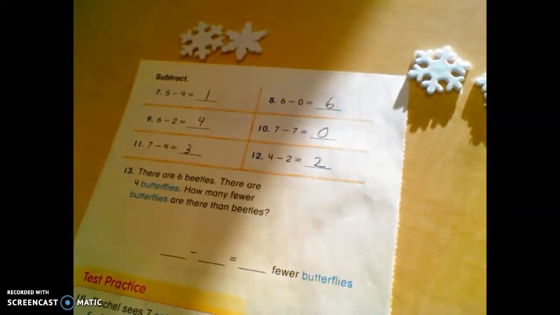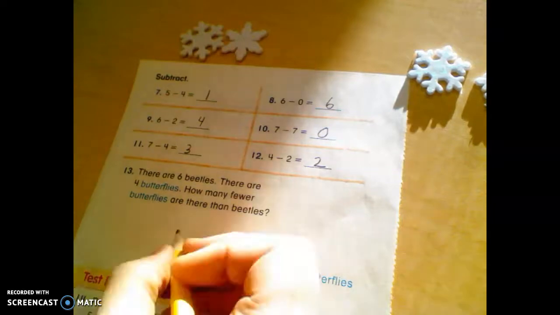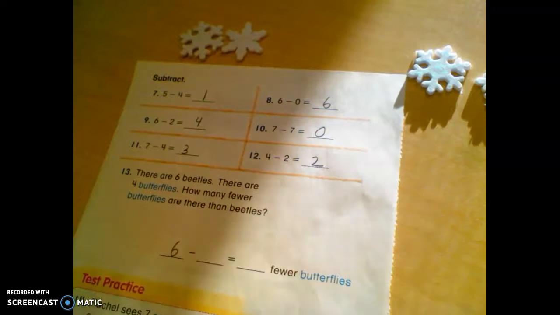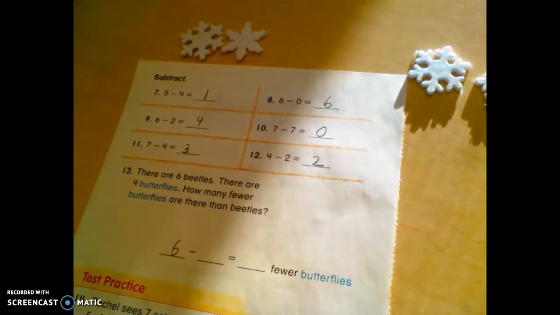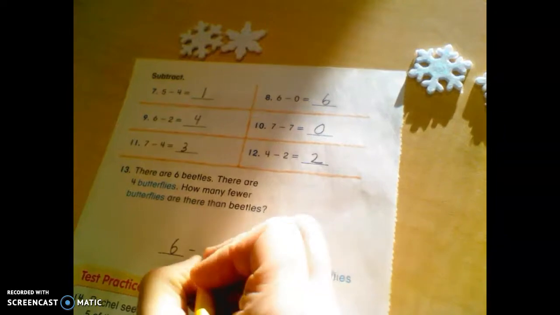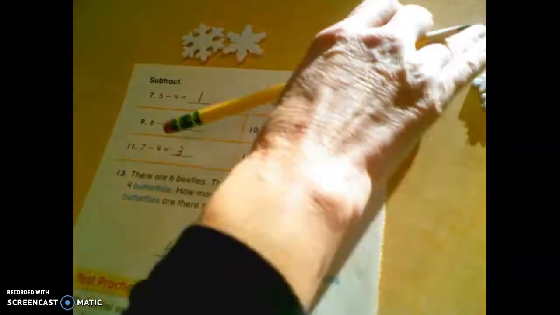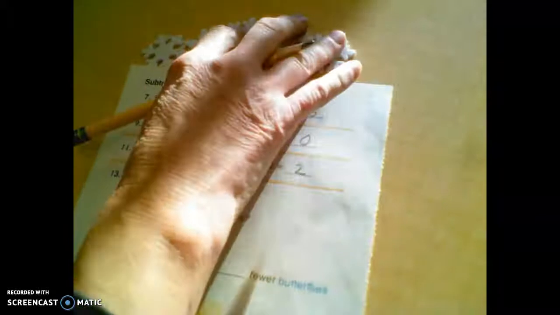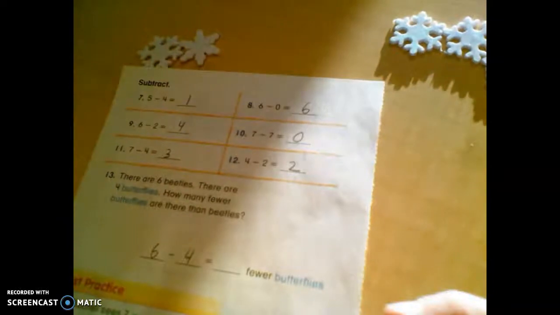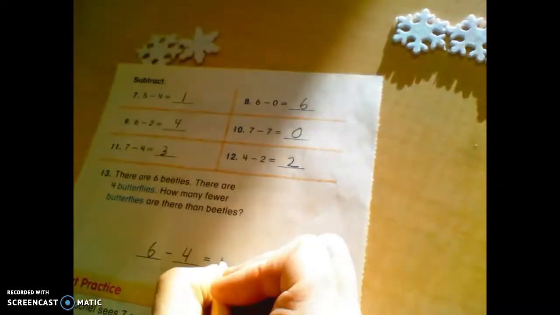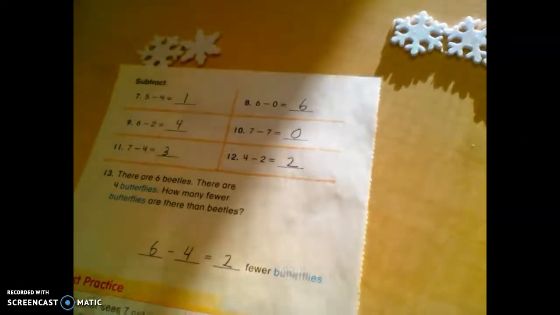It says there are 6 beetles. There are 4 butterflies. How many fewer butterflies are there than beetles? All right, so 6 beetles. We're going to write here that there are 6. And there are 4 butterflies. How many fewer butterflies are there than beetles? So we need to find out by subtracting 4. So I'm going to use my snowflakes again and pretend that those are my beetles. And if I take 4 away, there are 2 fewer butterflies. Oops. 2 fewer butterflies. All right, we are on the test practice now.